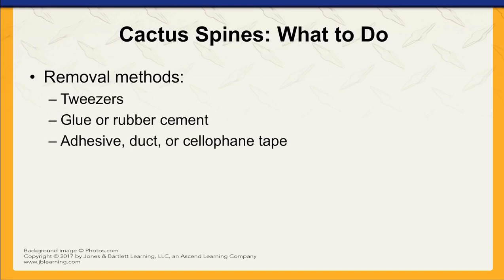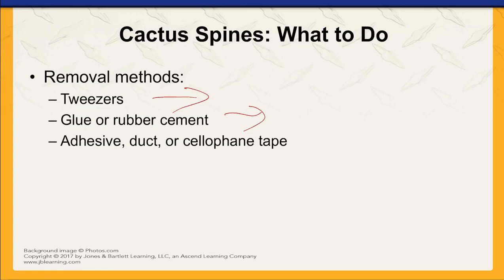What if you have a cactus spine that's stuck inside you? How do you remove that? Well, again, relatively easy. If you have tweezers, pull in the same direction that it entered. All right, you can do that. You can also use glue or rubber cement. You apply a thin layer, you allow it to dry, and then you just end up rolling up that dried glue, and then it'll come out with it. So that's another easy thing to do.